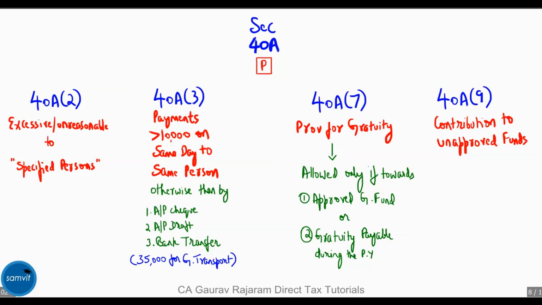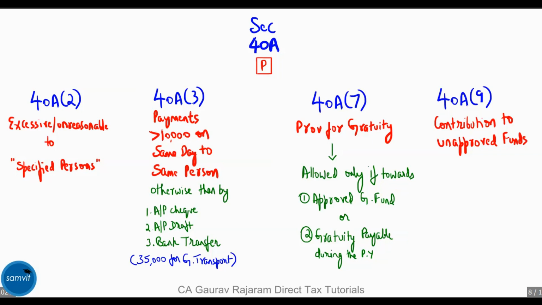The next one is 40A subsection 3. If payments are made exceeding 10,000 on the same day to the same person, otherwise than by way of account payee cheque, account payee draft, or a bank transfer. Instead of 10,000, the limit will be substituted by 35,000 for goods transport.